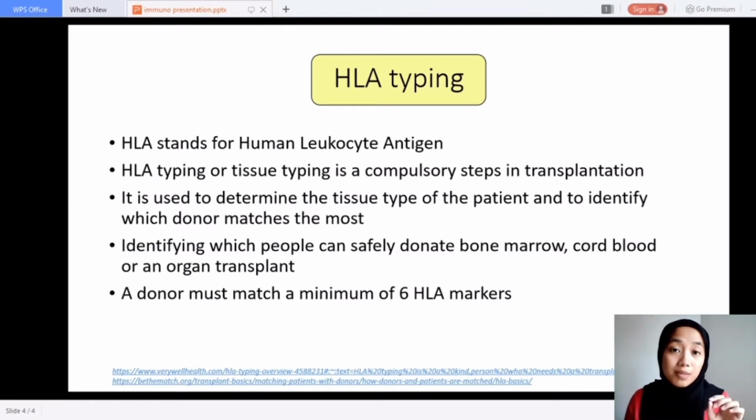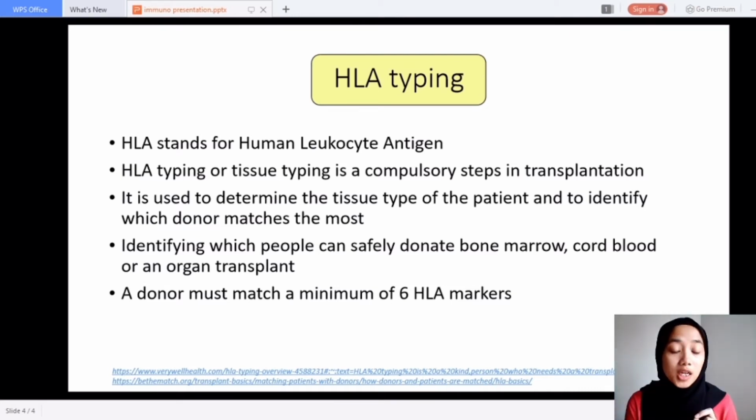The minimum requirement for HLA typing is that the donor must match at least 6 HLA markers with the recipient, the patient. The test is done by taking a sample from a swab of the cheek or a blood sample from the vein.